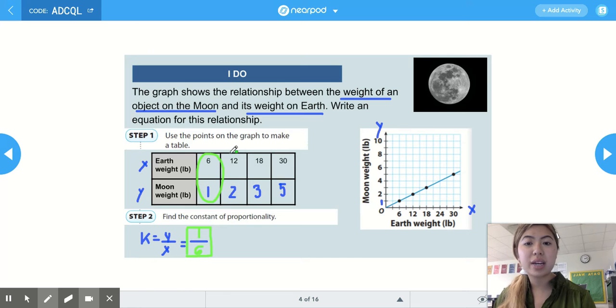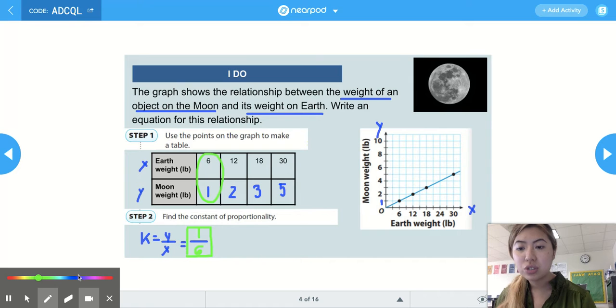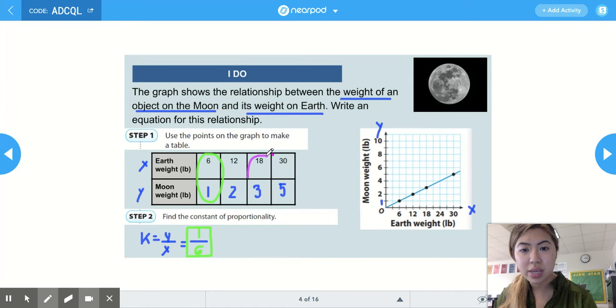We could have chosen any other points. We could have chosen 12, 2, 18, 3, 30, 5. Just to show that it's the same thing, I'm choosing a second point, 18, 3. Our y value is 3. Our x value is 18. If we simplify 3 over 18, we're going to see that it's actually equivalent to 1/6. And that's what makes the relationship of this table proportional, because each pair has the same relationship. So all of the constants of each pair are the same.